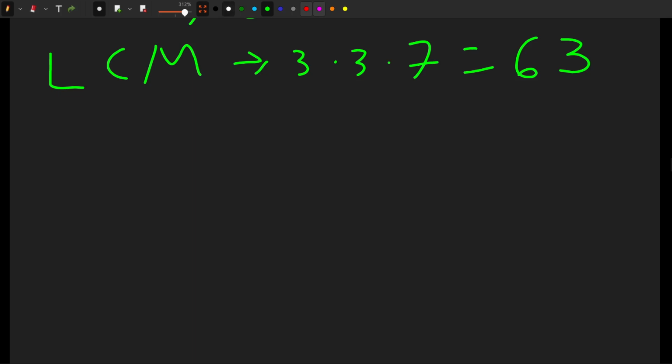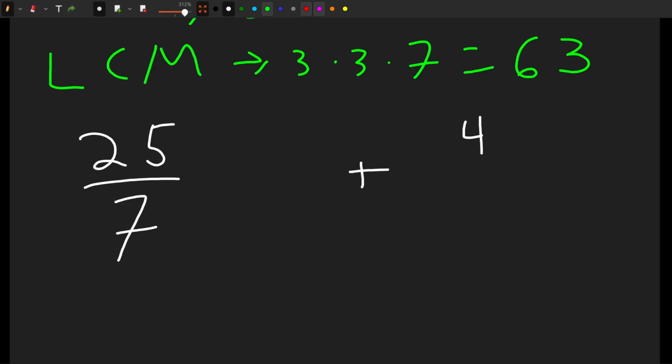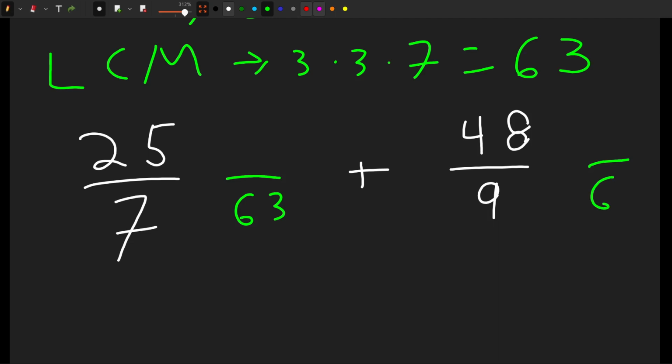So we have 25 over 7. We have 48 over 9. And now I need to get my denominator to 63. Here we're going to multiply it by 9, top and bottom. Here we're going to multiply by 7, top and bottom.